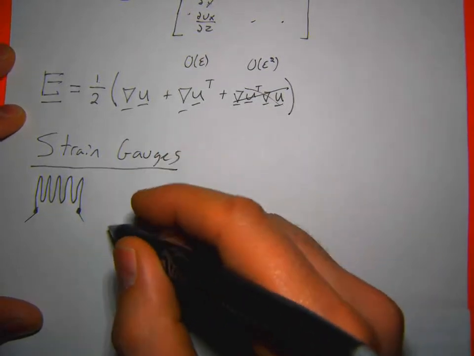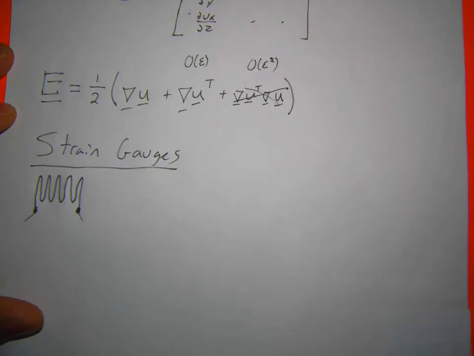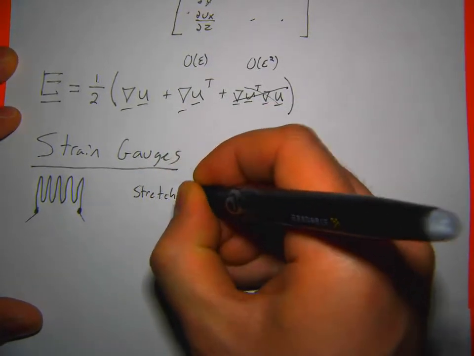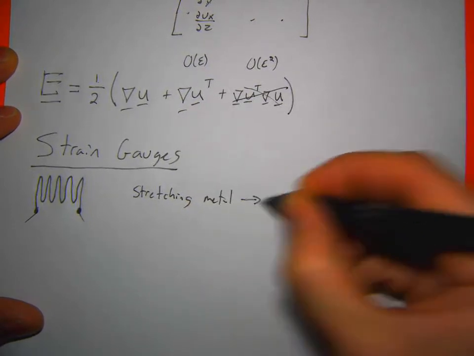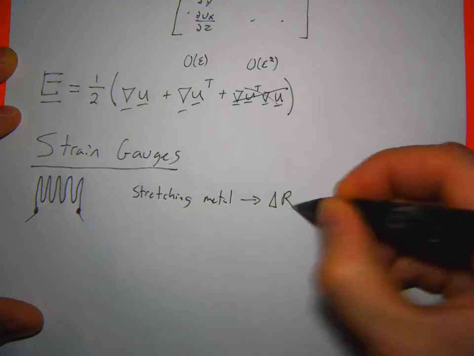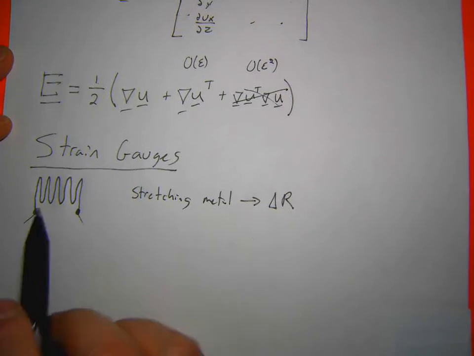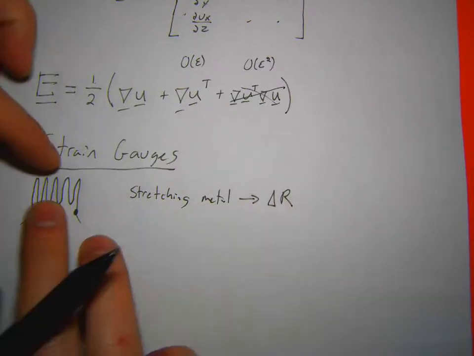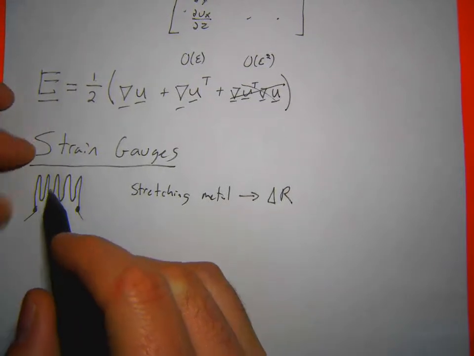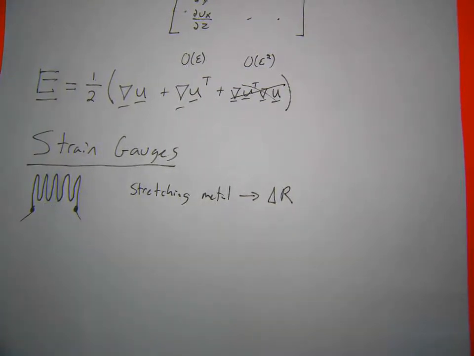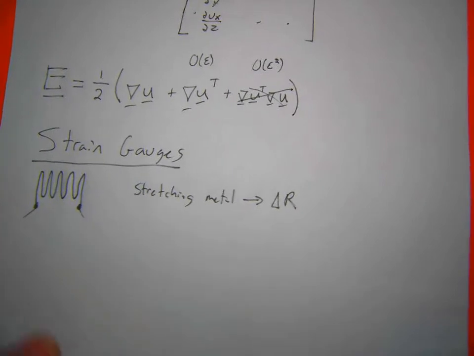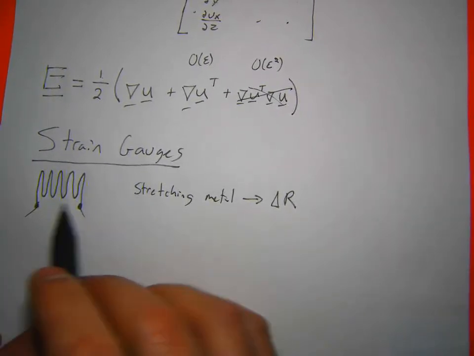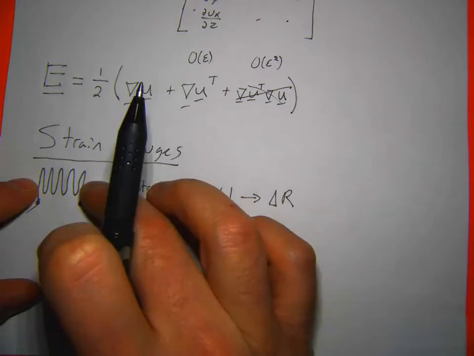The physics behind a strain gauge is that stretching metal generally leads to a change in electrical resistance. So what we're doing with strain gauges is taking some type of metal, aligning it in the direction that we want to measure strain, and as my length changes, that creates a strain that changes my electrical resistance, which I can measure. And if I calibrate that change in electrical resistance to the applied strain, say I apply 1% strain and I get this change in R, then I can figure out how much strain there is in my body.